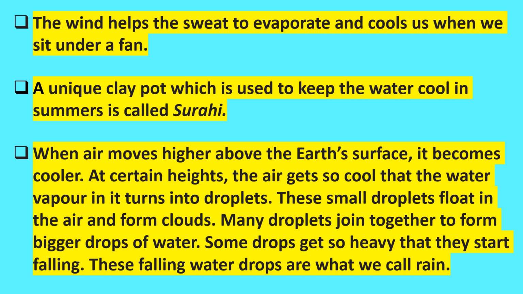So the air, at a certain height, becomes so cool that water vapor changes into droplets. Small drops are formed. These small droplets float in the air and form clouds. Many droplets join together to form bigger drops of water.